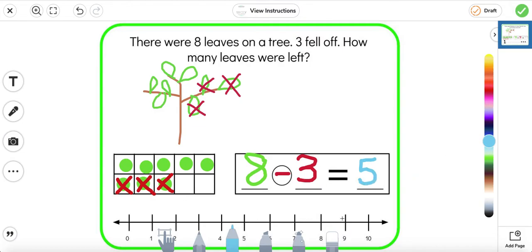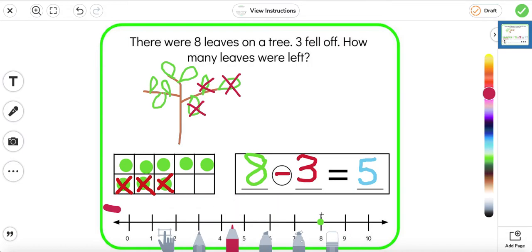Okay, so now we're going to do our number line. We started at 8, so we're going to find the 8. I'm going to do my dot at the 8. That's where we started. And we lost 3. 3 fell off. So we're going to be taking away 3. On the number line, when you're going to the left, as you're getting smaller, that means you're taking away. If the numbers are getting bigger, and you're going to the right, that means you're adding. So here we're subtracting, so we want to go to the left.